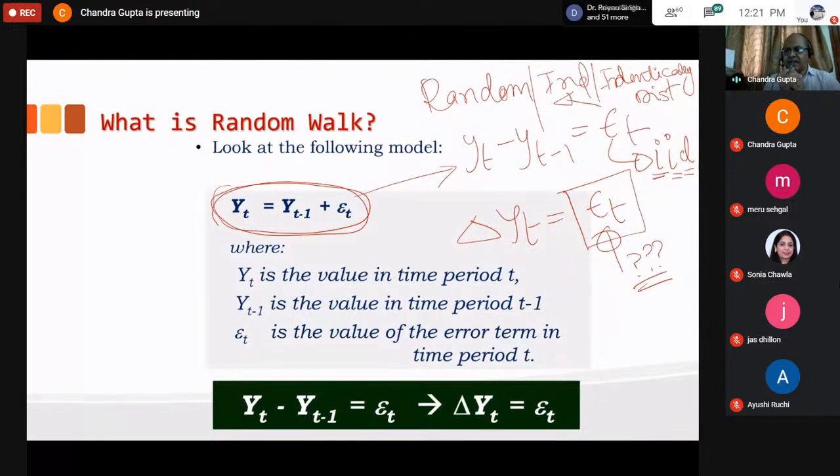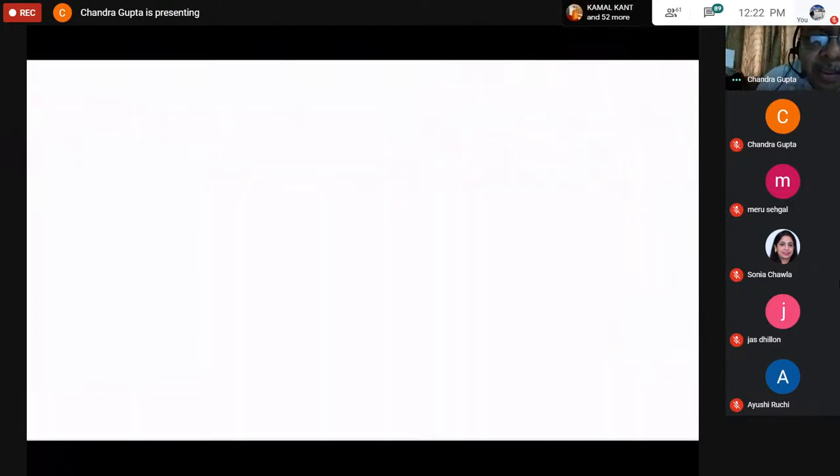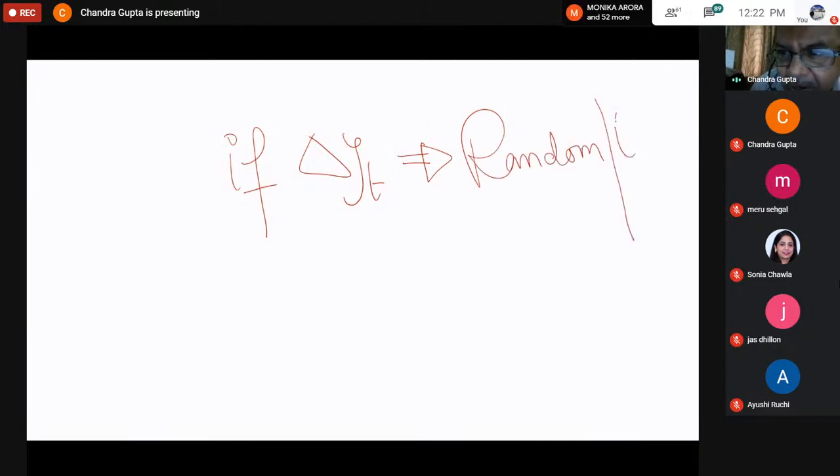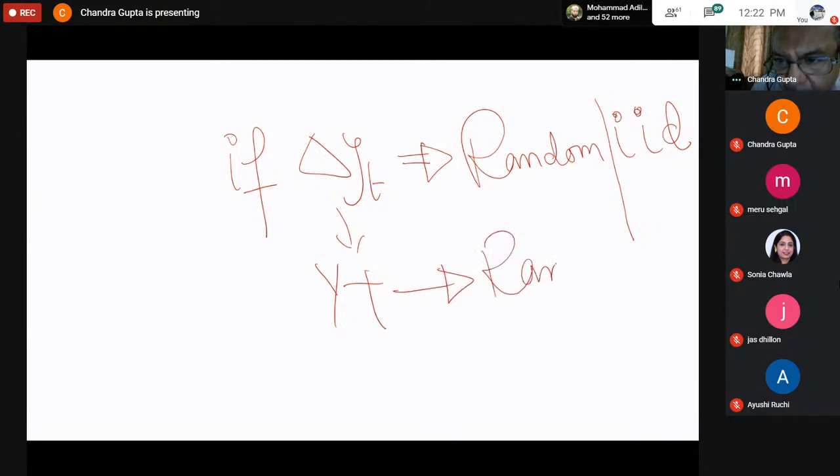Homoscedasticity is one of the assumptions of the error term. It should not have autocorrelation, that is, independent. That's another, and it should have the same distribution, identically distributed. Okay, so that's what we mean by this. If the change in a series is random and independent and identically distributed, then yt will be said to follow a random walk.